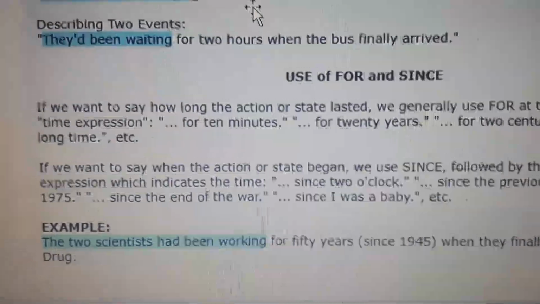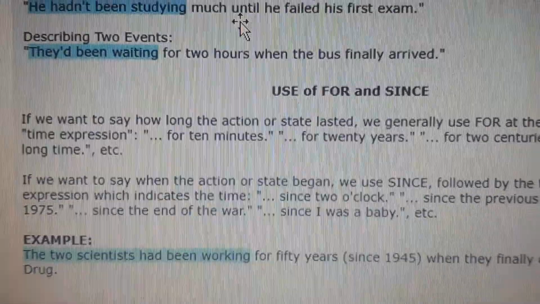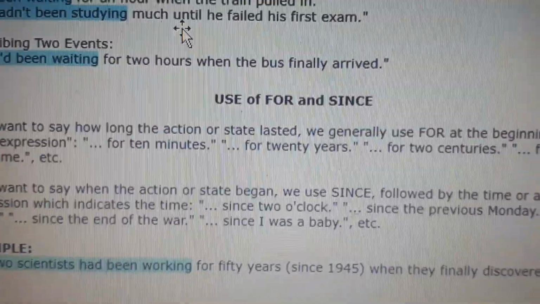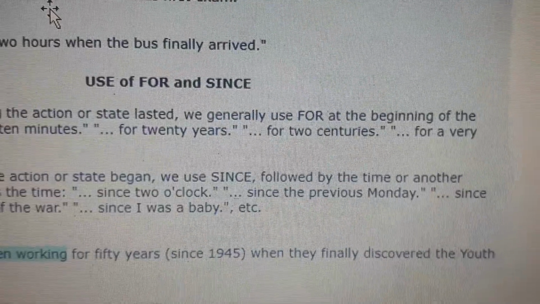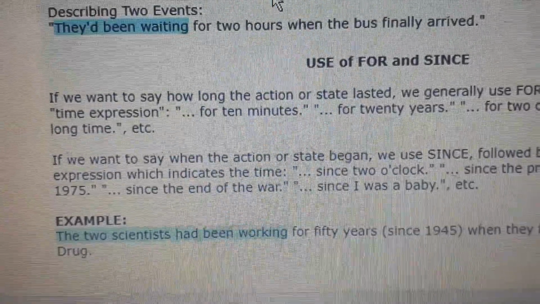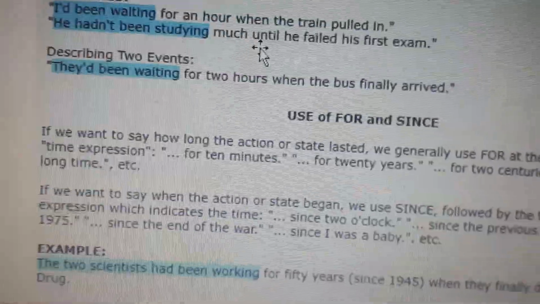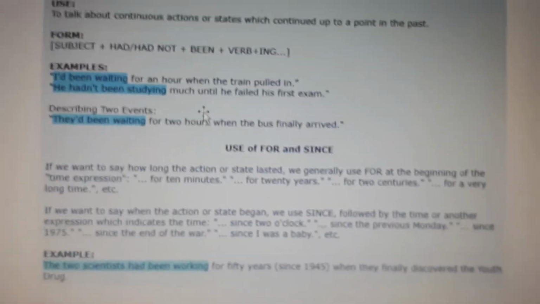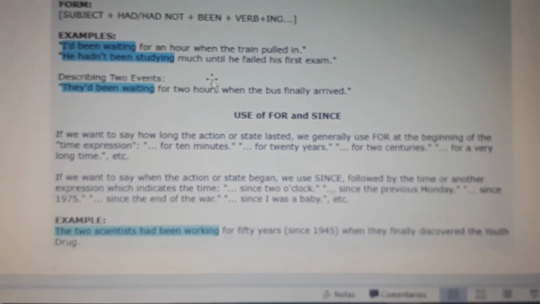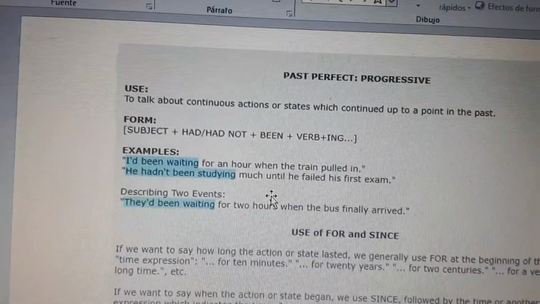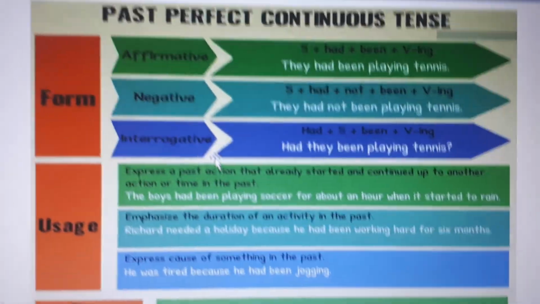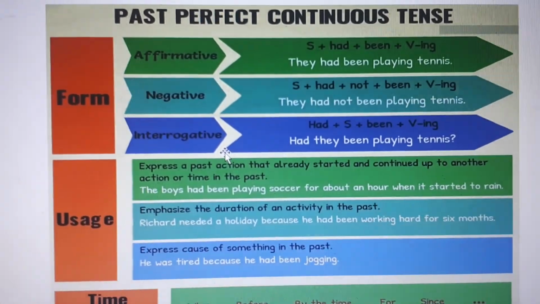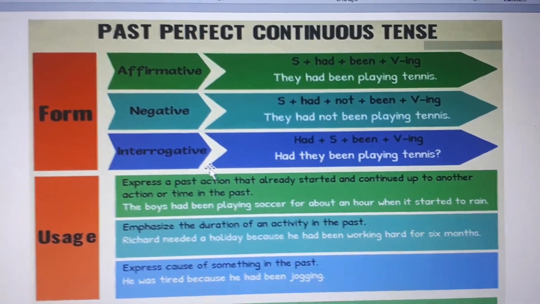Okay? Example, the two scientists had been waiting for 50 years since 1945 when they finally discovered the youth drug. Okay, so please pay attention to this information. Okay, so you can select the correct answer. Okay, now in the next slide we have the same information, okay, with more examples.